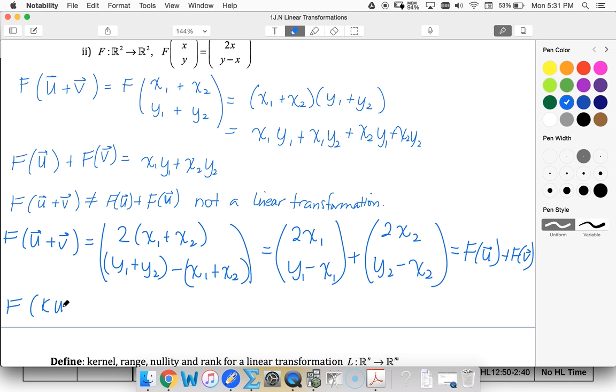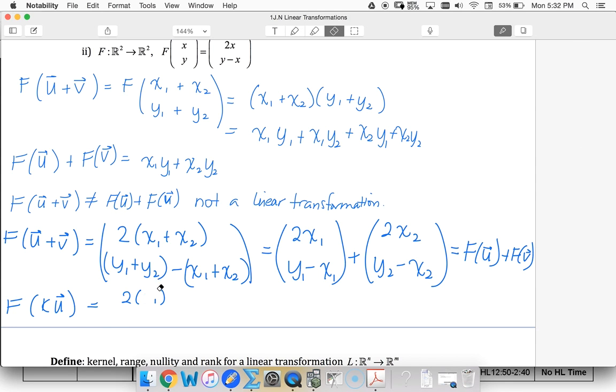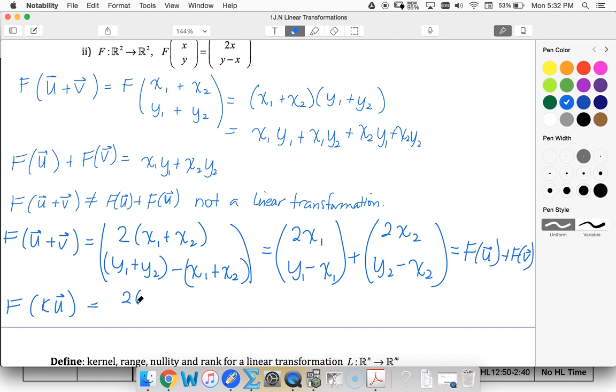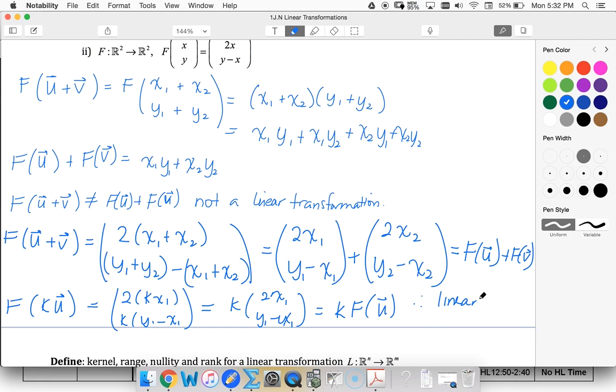If I test f of k u, where k is a constant, I would get 2kx1, and down below I would get k times y1 minus x1. I can factor out the k, 2x1, y1 minus x1, which is the same as k times f of u. Therefore, this is a linear transformation.